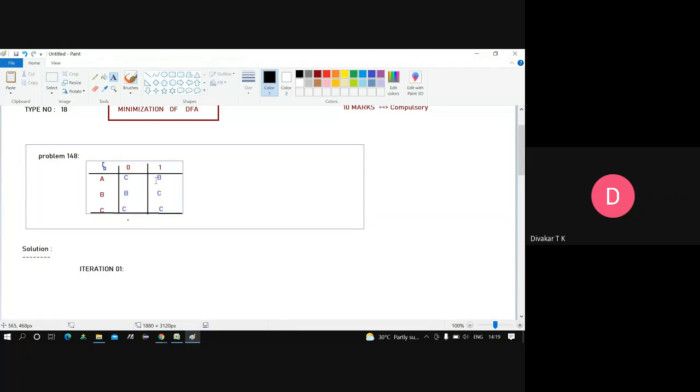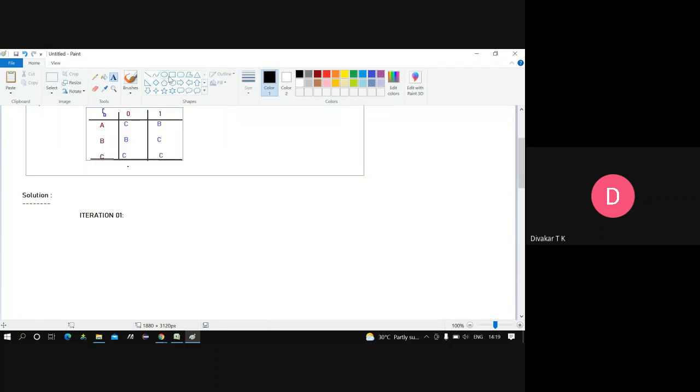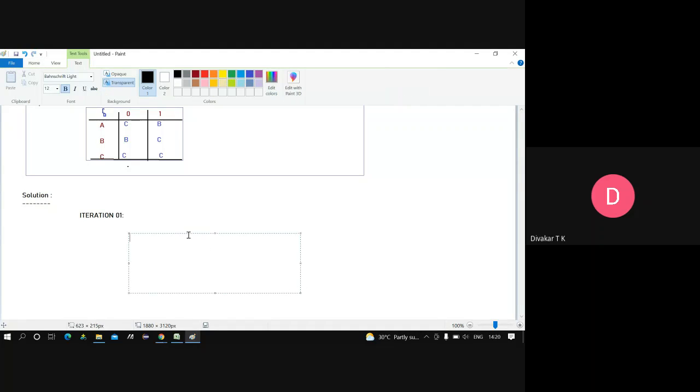How to write the table is very, very important now. Concentrate. Iteration number one only, but writing the table is a little tricky. Wait one second. What I'll write here is, first I'll write the states.